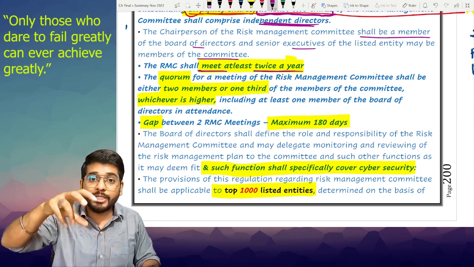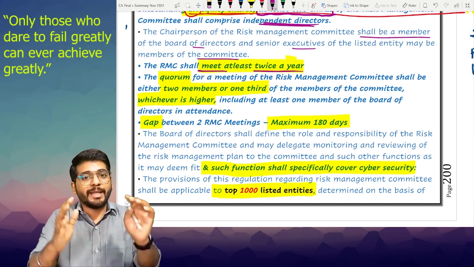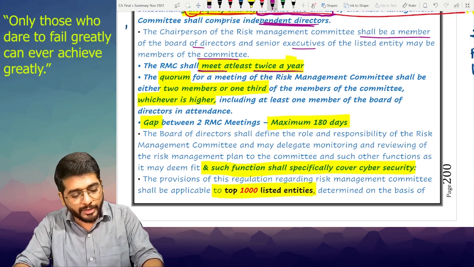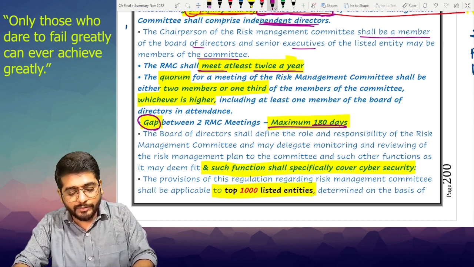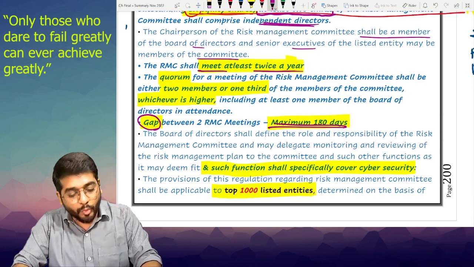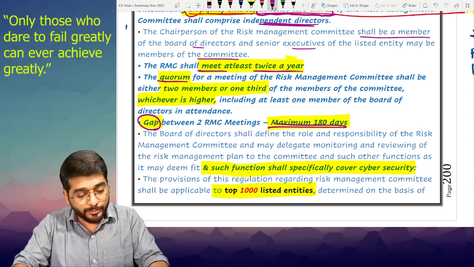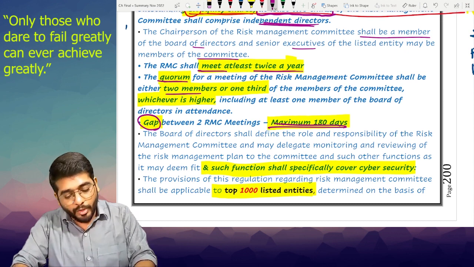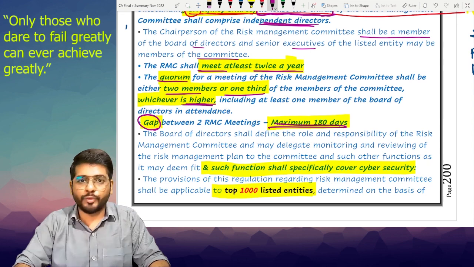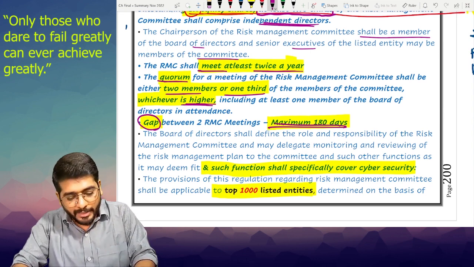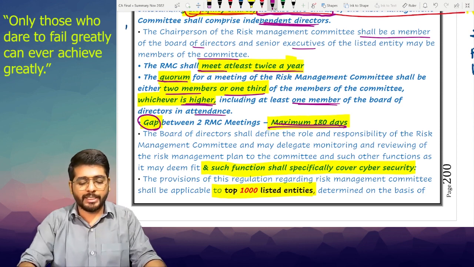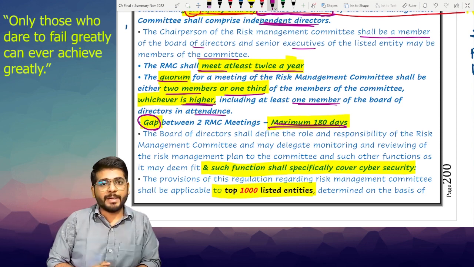We are talking about the committee meeting. Risk management committee, they should meet at least 2 times in a year, and the gap between two meetings will be maximum 180 days. So this is a normal provision. Quorum of a risk management committee: 2 members or one third of the members, whichever is higher, including at least one member of the board of directors in attendance. So at least one member from the BOD should be present.